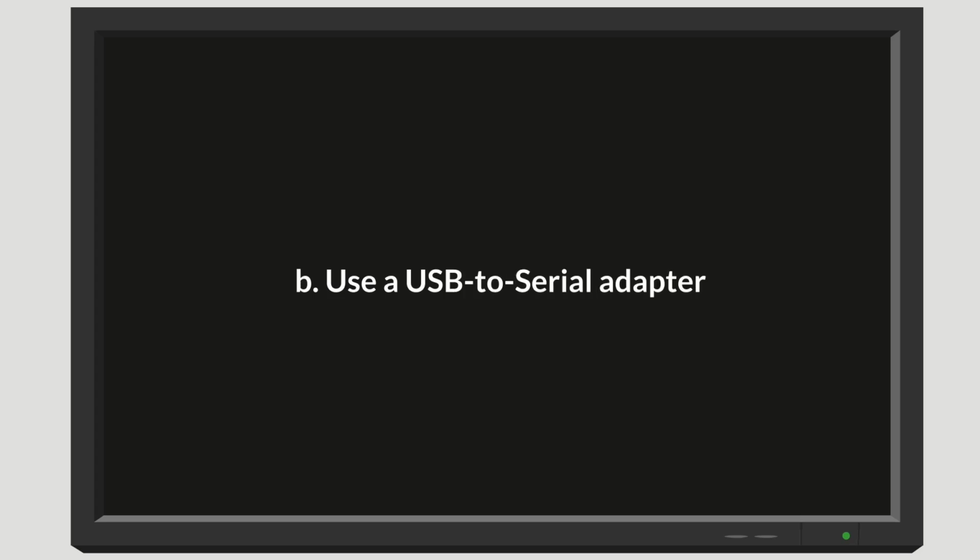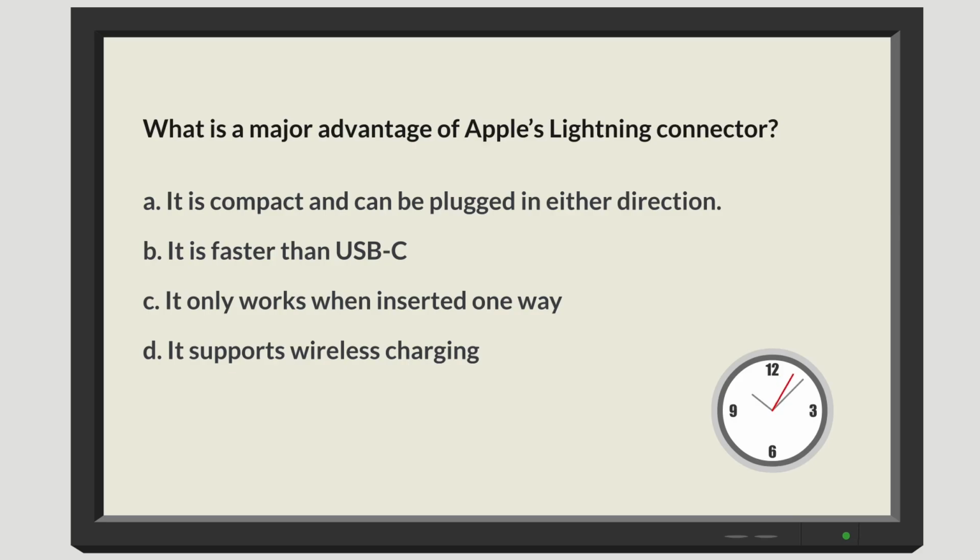The correct answer is USB to serial because it properly converts modern USB to RS-232 serial for console access. What is a major advantage of Apple's Lightning connector? The options are: it plugs in either direction, it's faster than USB-C, it only works one way, or it supports wireless charging.